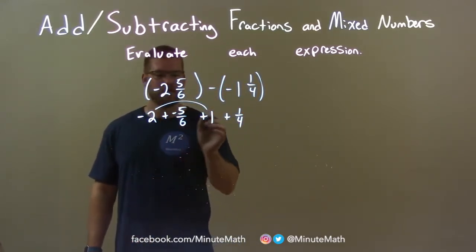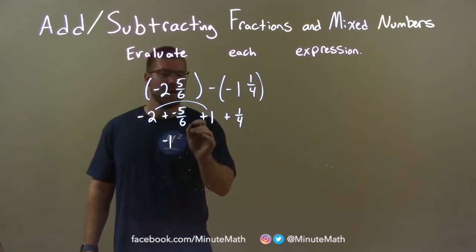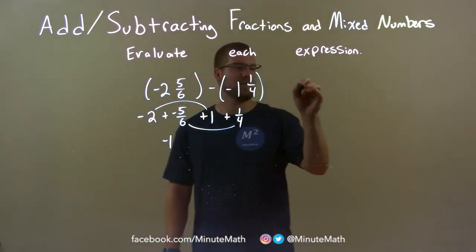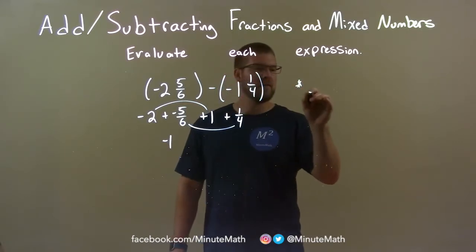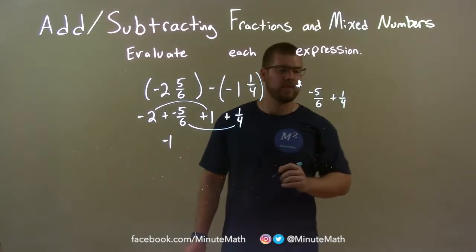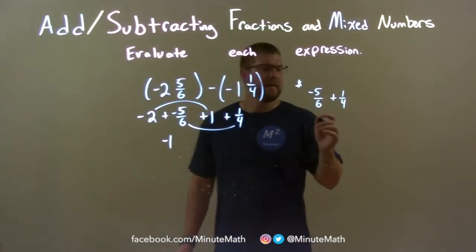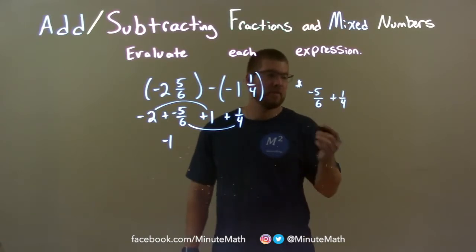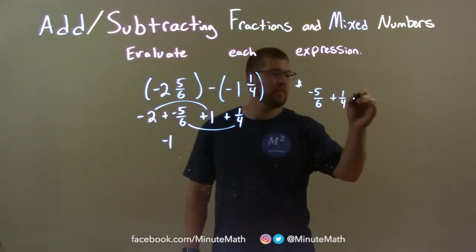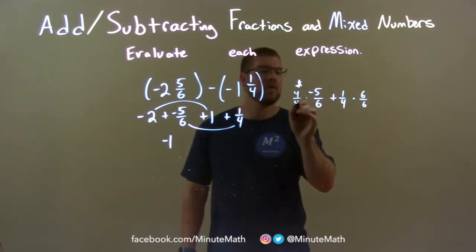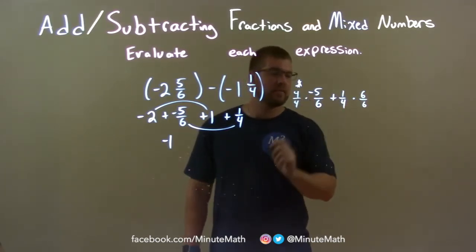Whole numbers, -2 and -1 is a -1. And -5/6 and 1/4 need some more work. So we're going to put a little note over here. We have -5/6 plus 1/4. All right. Now, to add these two, they have to have the same denominator. So to do that, I multiply the right side by 6/6 and the left side by 4/4, getting from the opposite base.